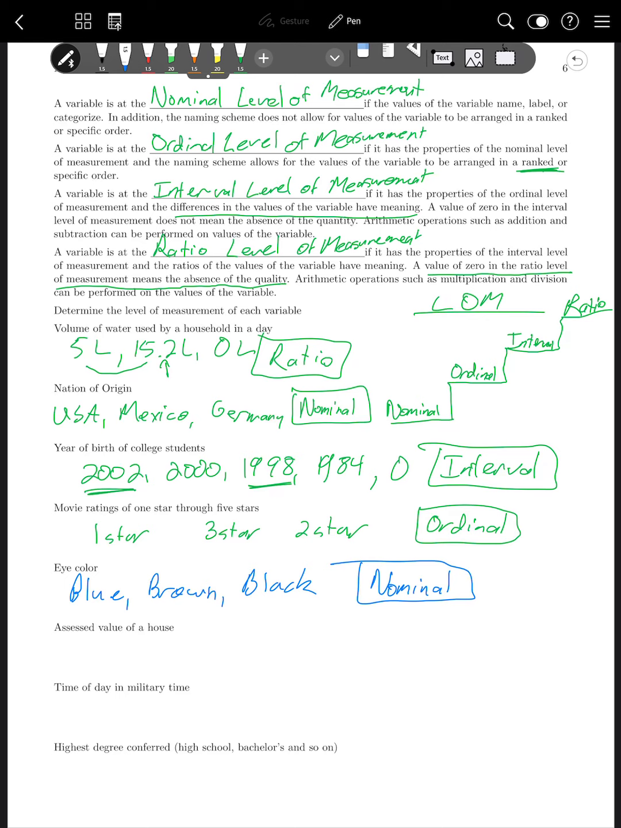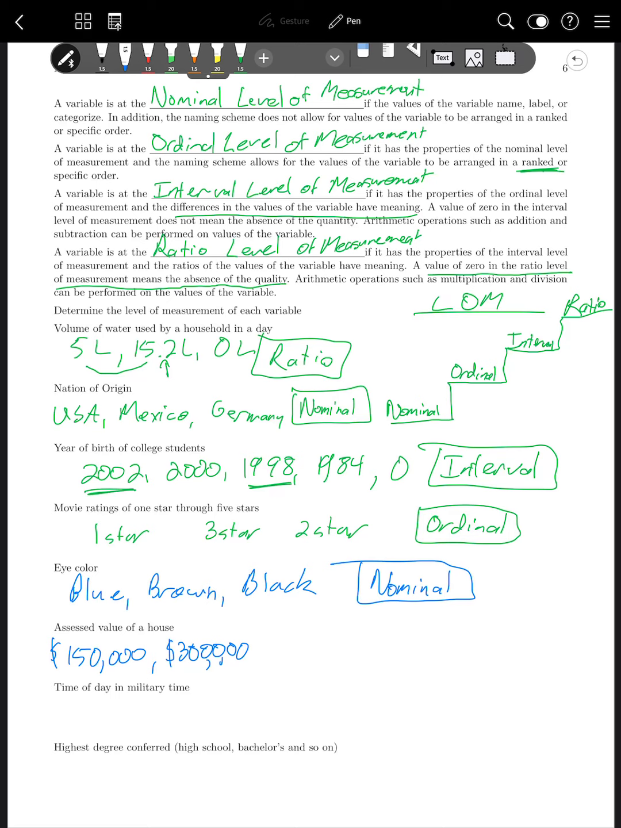Assessed value of a home. Okay, so that'd be like $150,000, $300,000, and so on. Could you put those in order? Could you rank those? Yes. Higher priced houses go above lower priced houses. So that's ordinal. Does the difference between houses have a concrete meaning?